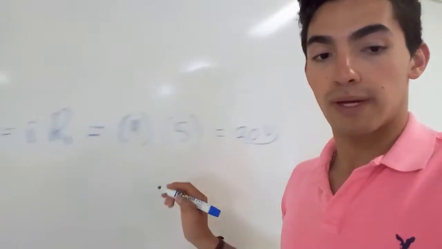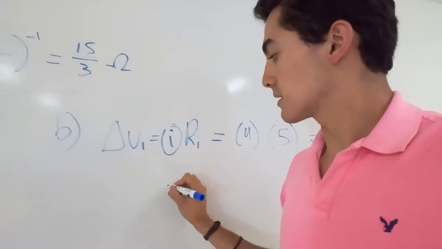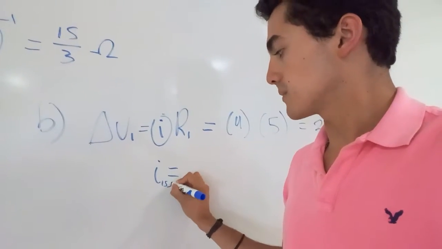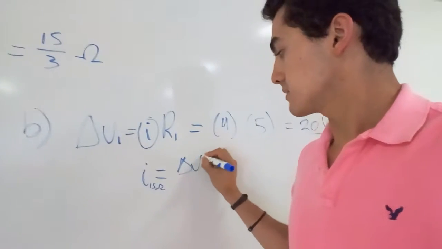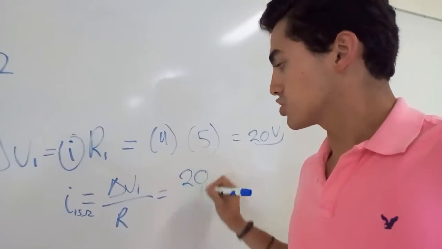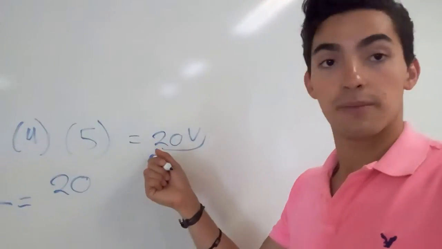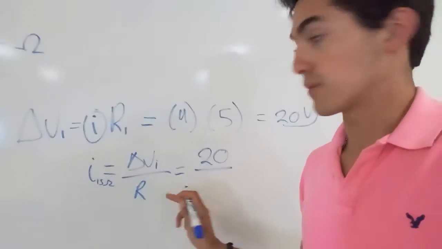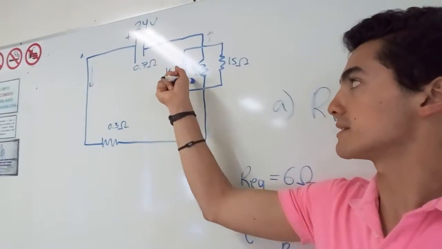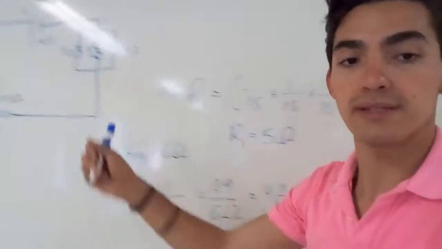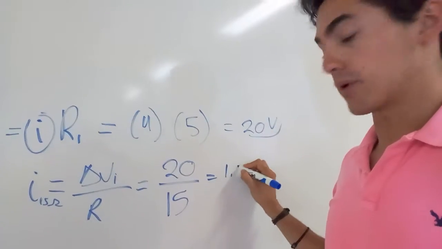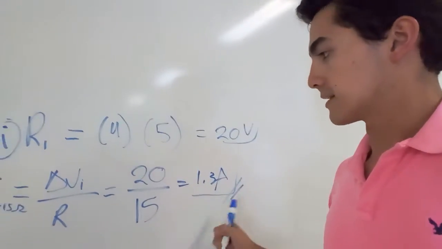Once we obtain this, we use now the current. The current I, it's equal of the 15 ohms, is equal to the difference in the voltage over the resistance. So the voltage of 20, that is the one we obtained in here, over our resistance of 15, because we are calculating the current in each one of these resistance, is equal to 1.3 amperes. This is the current.